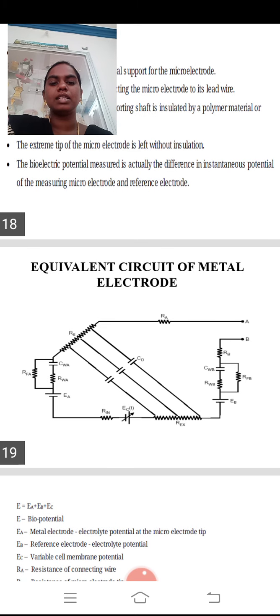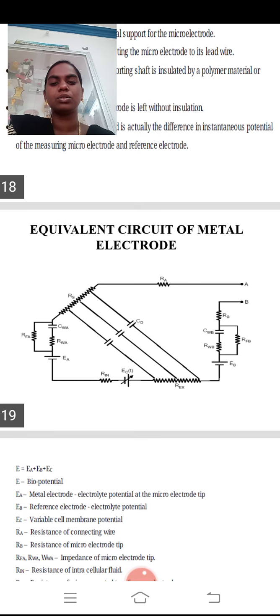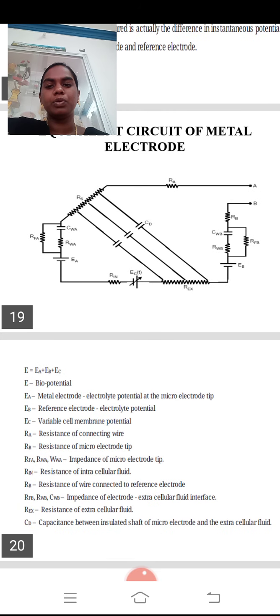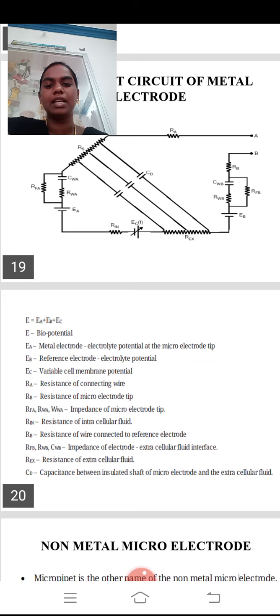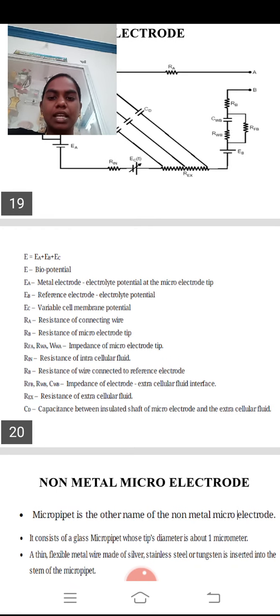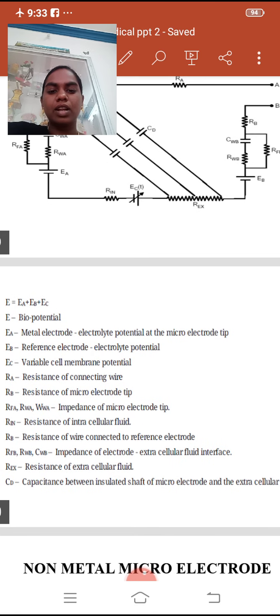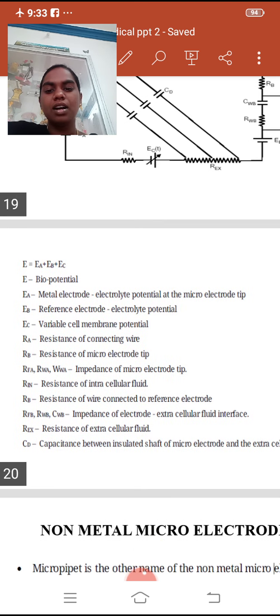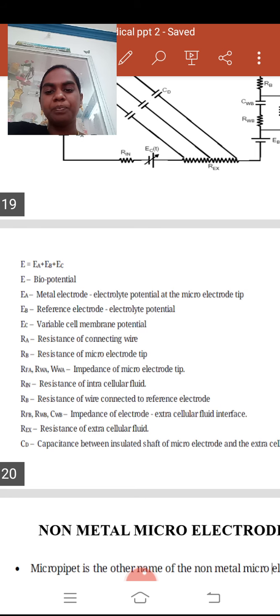Next is the equivalent circuit of the metal electrode. This figure shows the equivalent circuit of the metal electrode. Here the biopotential is measured as E is equal to EA plus EB plus EC, where E is the biopotential, EA is the metal electrode electrolyte potential at the microelectrode tip, EB is the reference electrode electrolyte potential, EC is the varnish cell membrane potential, RE is the resistance of the cell membrane, RB is the resistance of the microelectrode tip, and RE is the resistance of the connecting wire.